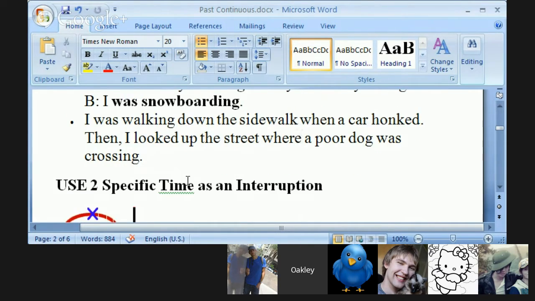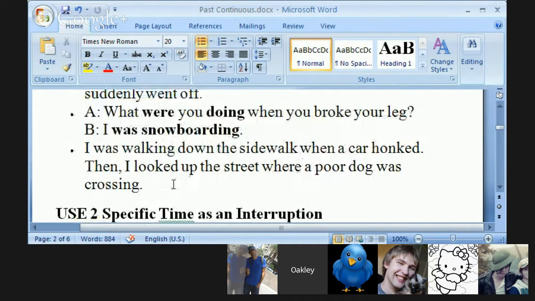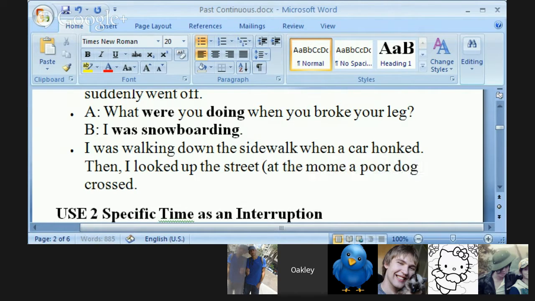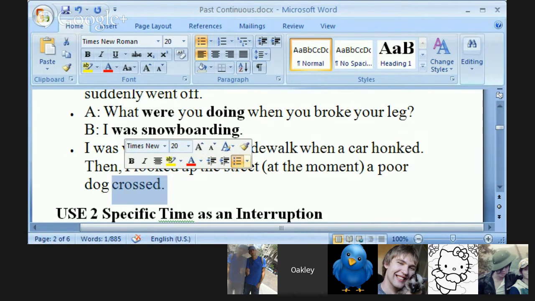In any case, I could do more research, but anyway, the whole thing with "when": I looked up the street when a poor dog crossed. If I use "when," I'm forced to use "when a poor dog crossed." Think about it this way: what does "when" mean? It means at the moment. This is a purple X, wham. This is one action, at the moment. That's what "when" means.